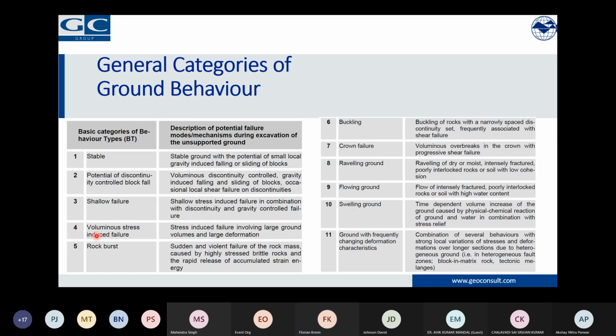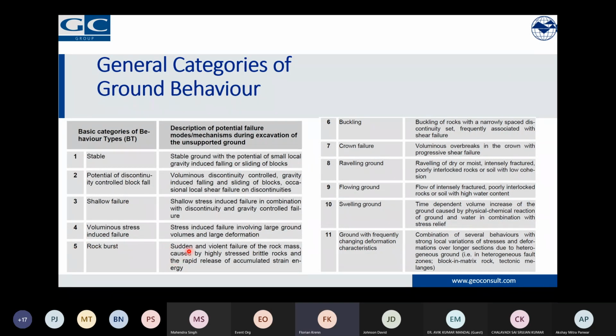Another behavior type 4 is called voluminous stress-induced failure. So that means large underground or large ground volumes are failing and large deformation is occurring. So the best example for this is usually a shear zone running in this behavior type, especially when the material is very, so to say, broken down to very thin pieces and the overburden is high. So without any support and even with too light support, displacements in the range of tens of centimeters can occur.